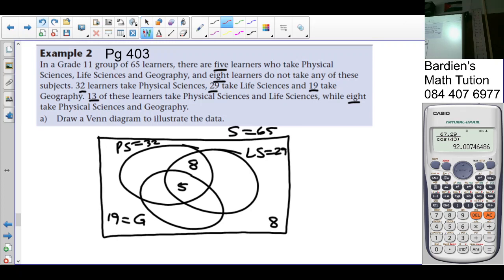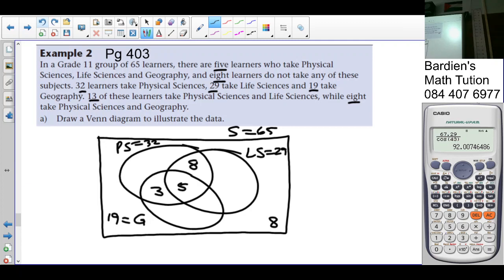So we're saying the 8 take physical science and geography. So that 8 belongs here. But how much is accounted for already? 5. So, what are we left with? 3. That takes physical science and geography only. Not so? Go with me.